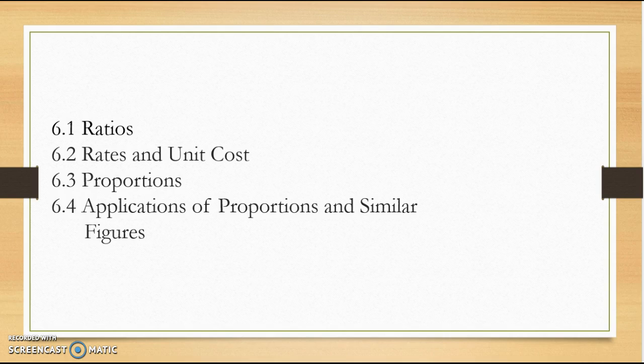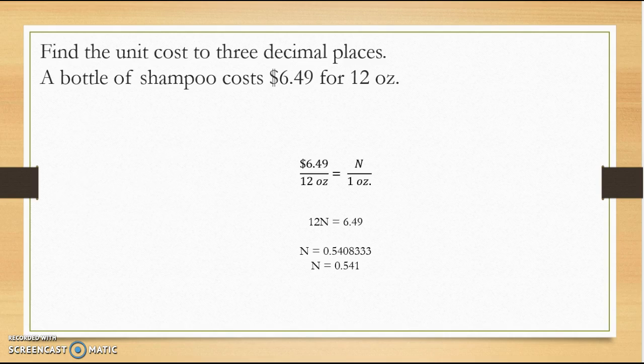The next chapter, Chapter 6, was about ratios, rates, proportions, those types of things. Here's an example of a problem that you might see similar to that. Finding the unit cost of an item. In this particular case, we have a bottle of shampoo that costs $6.49 for 12 ounces. Unit cost means how much is it for 1 ounce. So I used a proportion to solve this one. So I set it up 6.49 over 12 equals x over 1, or in my case n. I like the letter n better than x.